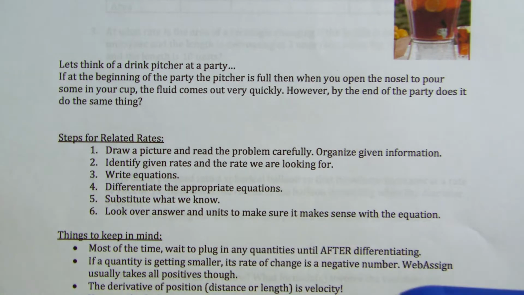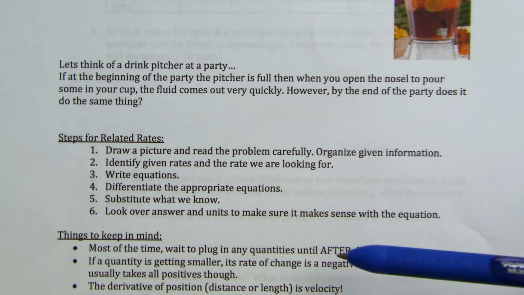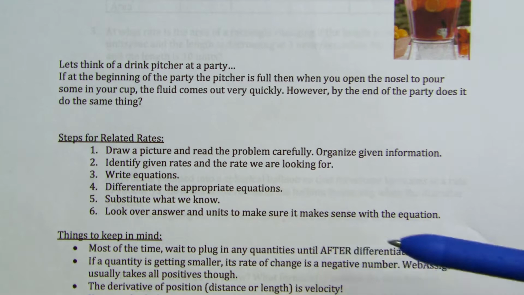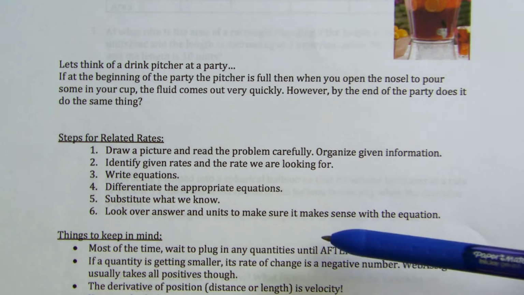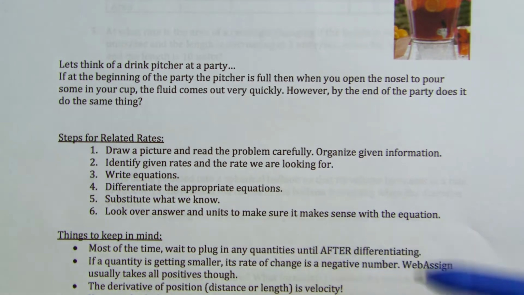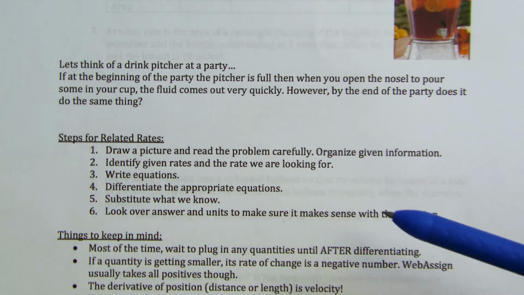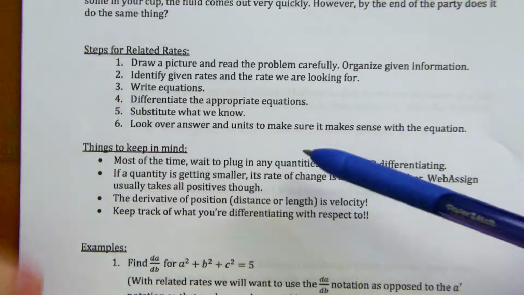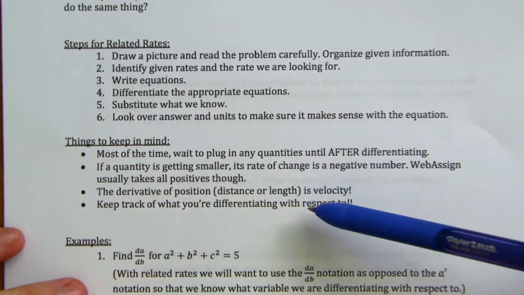For example, if you're looking for a distance or the rate a distance is changing, you're probably not looking for a negative number because distance can't be negative. The rate can be, but the distance itself can't be. So again, you want to keep those things in mind and keep the context of the problem in mind. And then I've also written some other suggestions here.